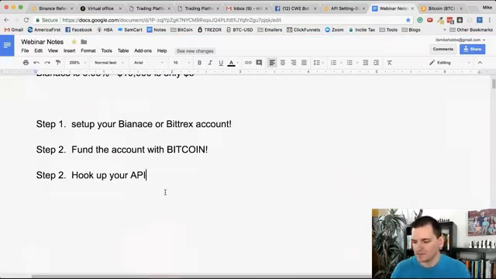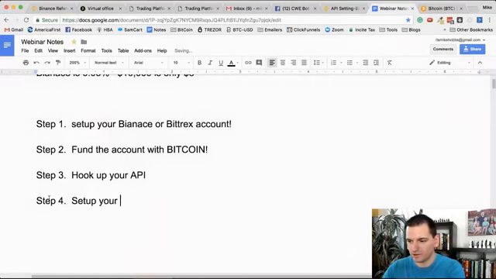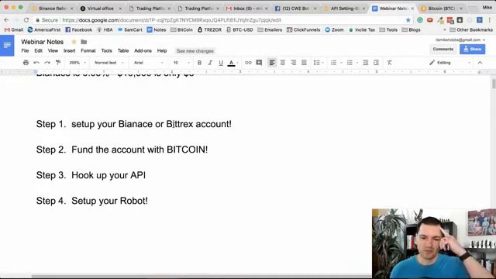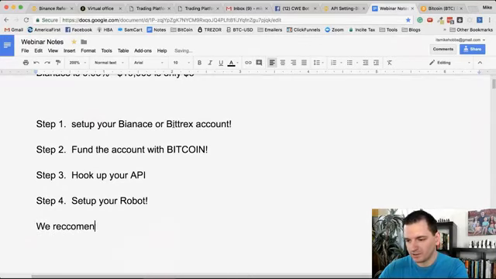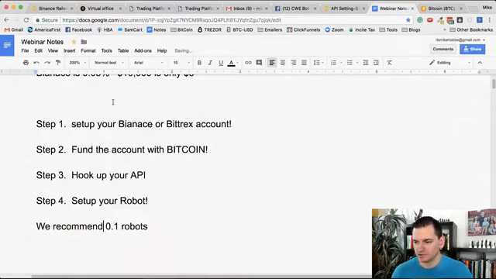Okay, now the next step, I guess that's step 3. So the next step, 4, is set up your robot. Okay? All right, now just a couple things about the robot. Okay, we recommend no less than 0.1 robots of Bitcoin, 0.1 of Bitcoin robots.